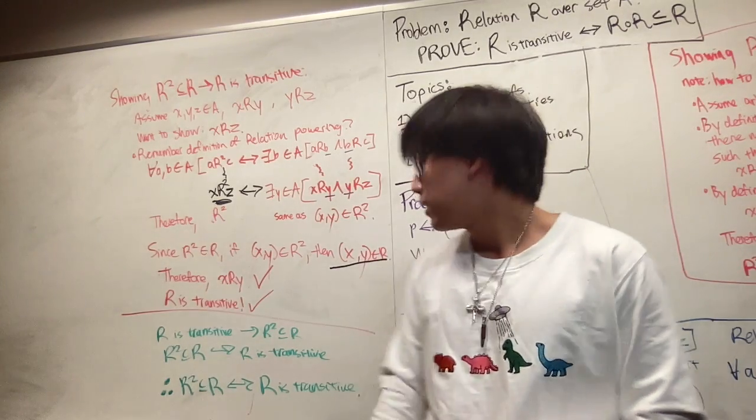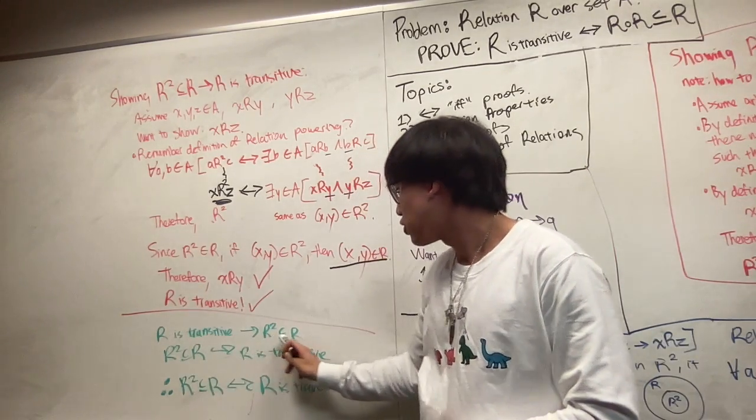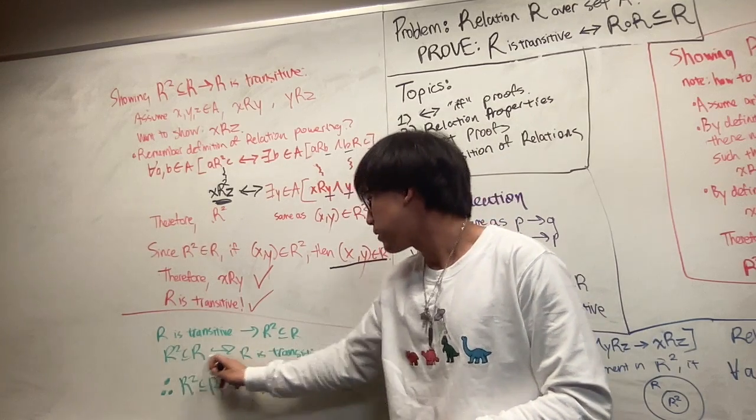And our proof is complete. Since we have shown that if R is transitive, then R squared is a subset of R, and if R squared is a subset of R, then R is transitive.